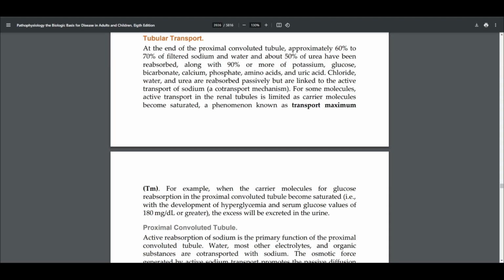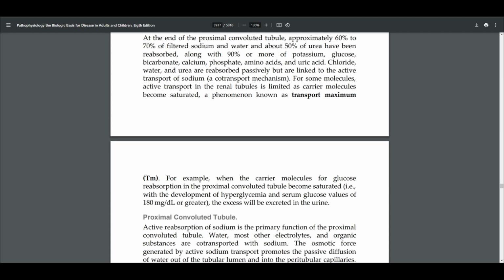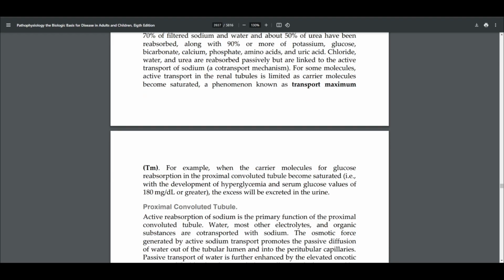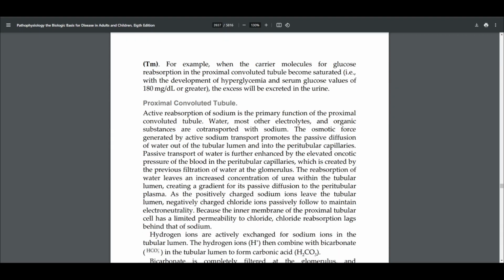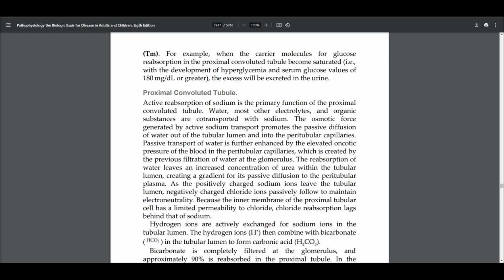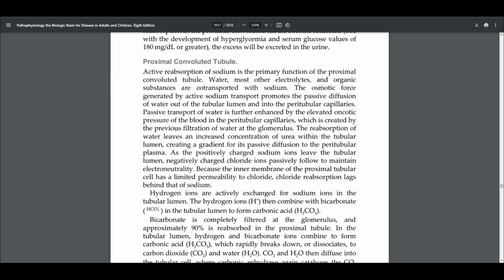Chloride, water, and urea are reabsorbed passively, but are linked to the active transport of sodium, a co-transport mechanism. For some molecules, active transport in the renal tubules is limited as carrier molecules become saturated, a phenomenon known as a transport maximum. For example, when the carrier molecules for glucose reabsorption in the proximal convoluted tubule become saturated, the excess will be excreted in the urine.